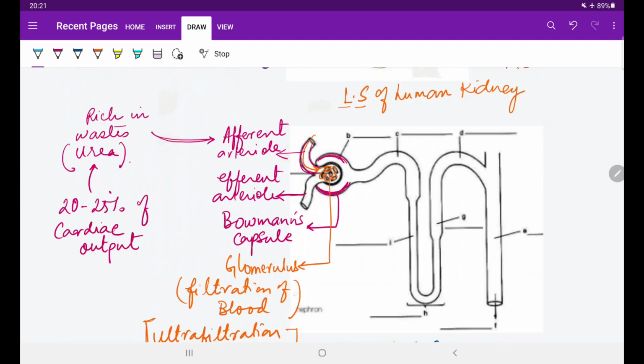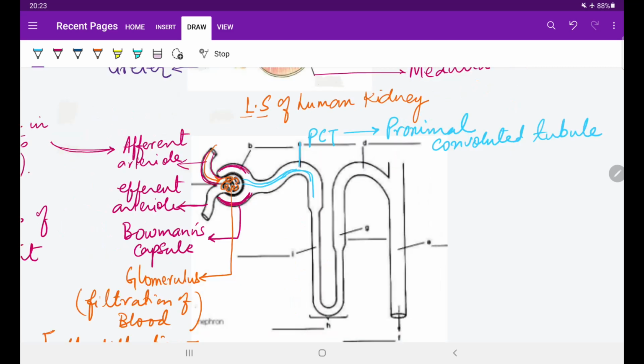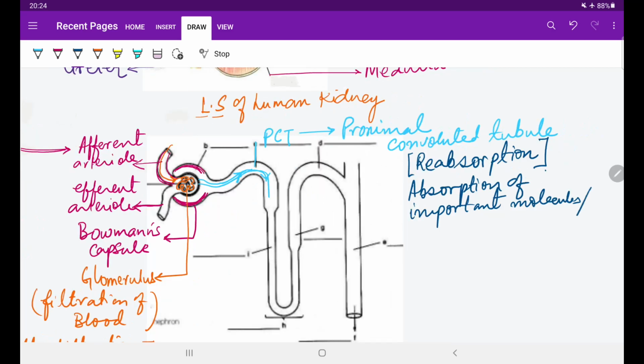The filtrate, after going through ultrafiltration, moves into a coiled tube, and this coiled tube is called the proximal convoluted tubule. In short form, it is called PCT. As the filtrate runs down the proximal convoluted tubule, reabsorption takes place. What do we mean by reabsorption? It means absorption of important molecules or components from the filtrate back into the blood.